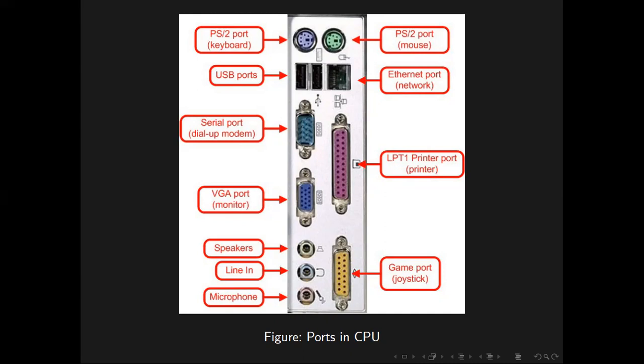We will start with the back panel ports of the CPU: PS2, USB, Ethernet port, LPT1 or parallel port, VGA port, RS232. And there is a game port. This yellow color port is called the game port. Then HDMI, 3.5 mm audio jack. All those things are available. We will take this up in the next class.